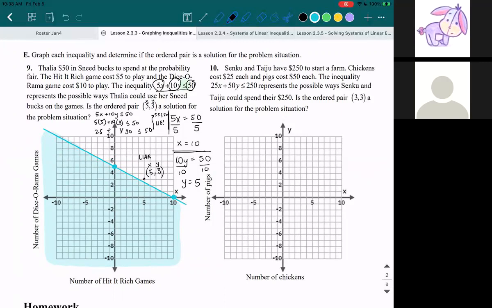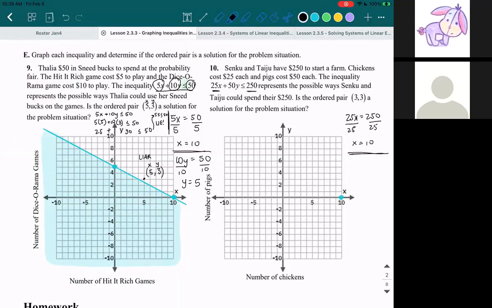Okay, so let's try to find our x and y intercepts. So to find our x-intercept, you're going to focus in on the 25x and the 250. So 25x equals 250. Divide both sides by 25. And then you get x is equal to 10. So for this point, we have an x-intercept at 10.